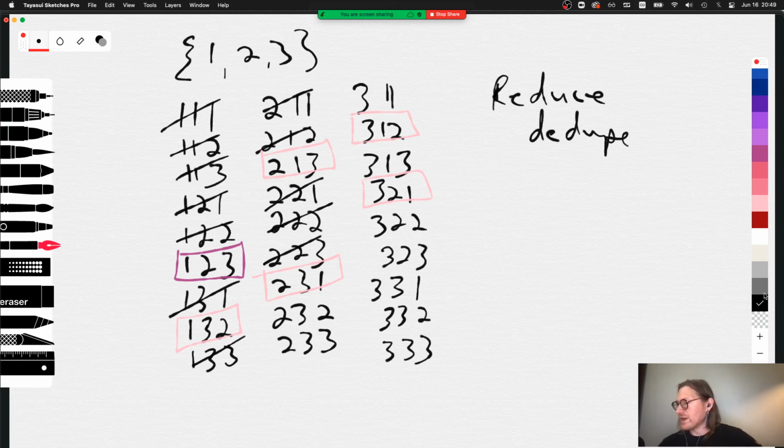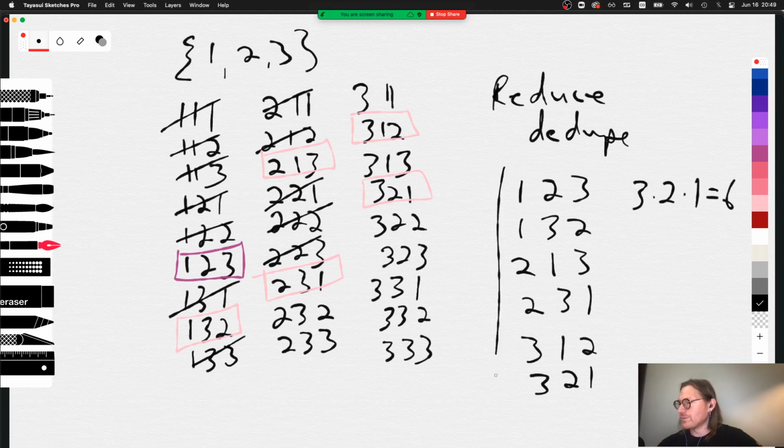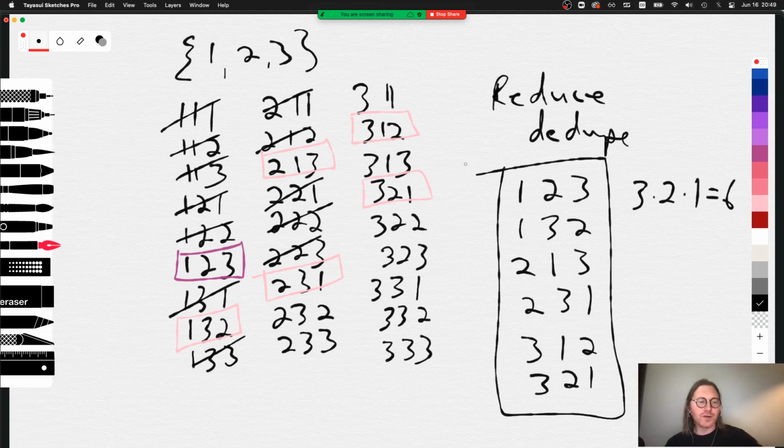And we can see that these are all different arrangements of the originals, right? 1, 2, 3, 1, 3, 2, 2, 1, 3, 2, 3, 1, 3, 1, 2, and 3, 2, 1. This turns out to be 3 times 2 times 1, which is 6. There are 6 of these. So this is our cardinality of arrangement. We can see it pretty clearly as that. Now, let's put a story to this.